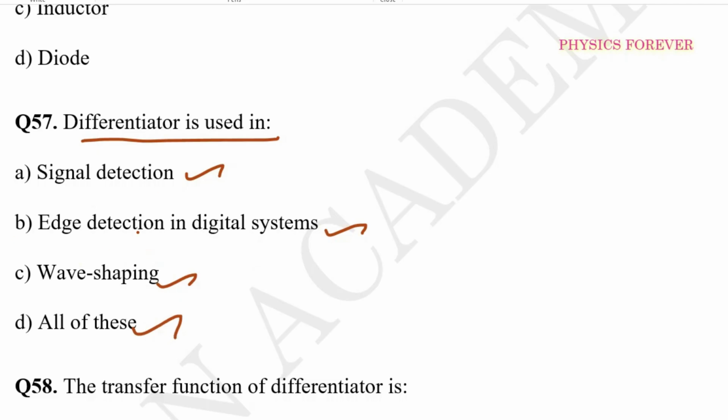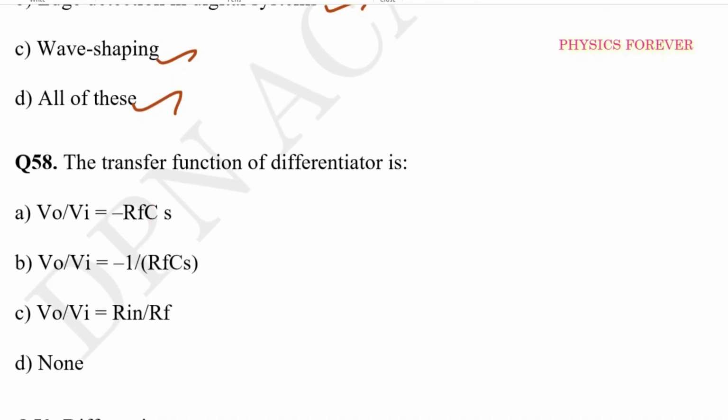You must definitely study all of these; they will definitely come. I think question 57 is most important. The transfer function of the differentiator is an easy one, a continuation from the previous question. So option A is correct.